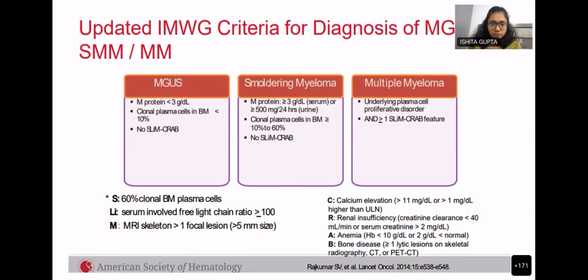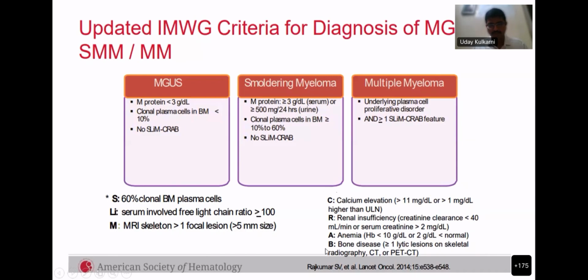Now that we have seen the natural history, we come to the diagnostic criteria for these disorders. As we saw, for monoclonal gammopathy of undetermined significance, I had shared this article with all of you. It's defined as monoclonal protein in the blood being less than 3 gram per deciliter, clonal plasma cells in the marrow being less than 10%, and absence of a whole lot of features. Let's go through these one by one.